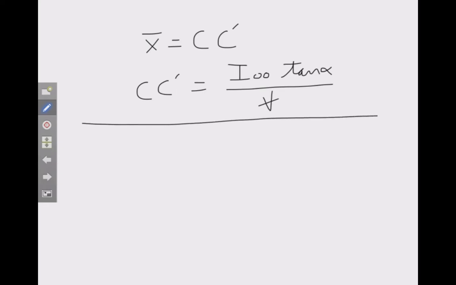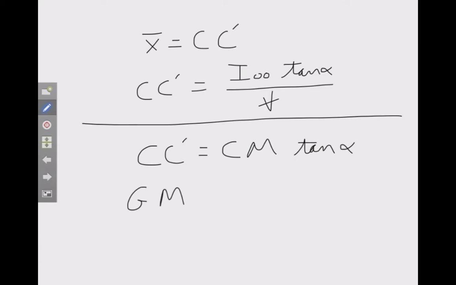But then we can also use a couple of simple trigonometric features from the figure above. I'll write them down and then we'll go look at them. So CC prime is just going to be equal to CM times tan alpha. So you can see that CM is just going to be equal to the moment of inertia over the volume. And the second thing that we need, remember we're interested in this metacentric height, so that equals GM, and that's just equal to CM minus CG.